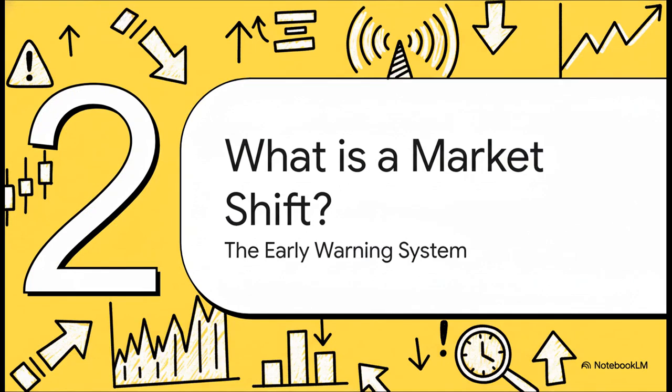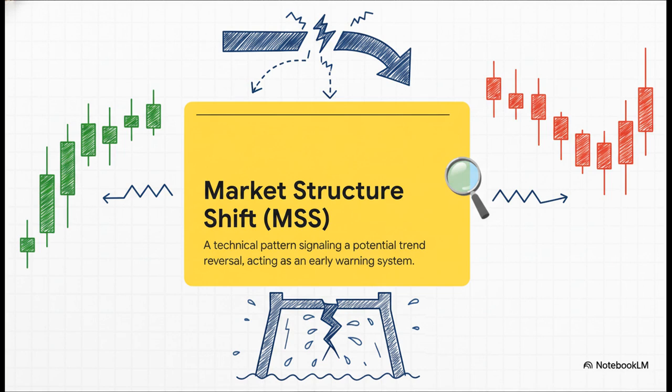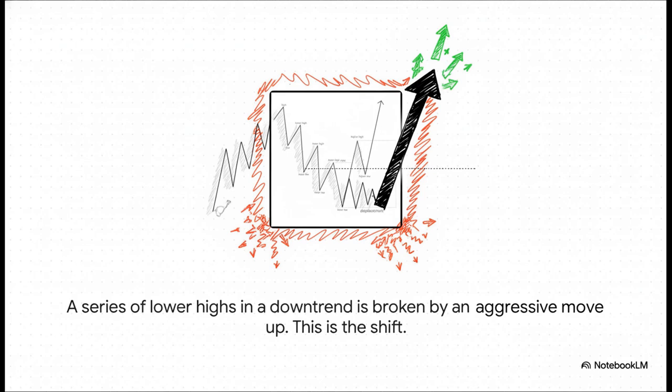Okay, section 2. What is a market shift? This right here is the heart of our explainer. This is the early warning system that traders are always on the lookout for. Put simply, a market structure shift, or MSS for short, is a pattern that gives you a heads up that a trend might be about to reverse. Think of it like the first crack in a dam. It's that very first clue that the current momentum is starting to fade and the other side is about to take control.